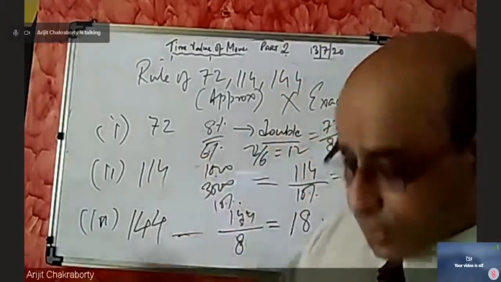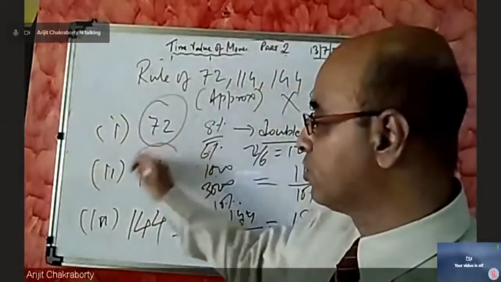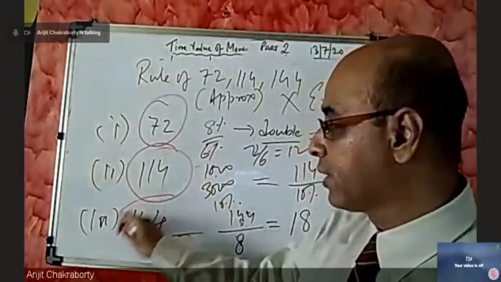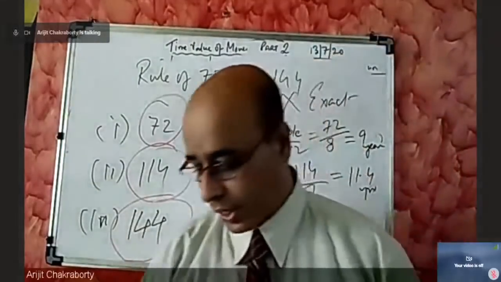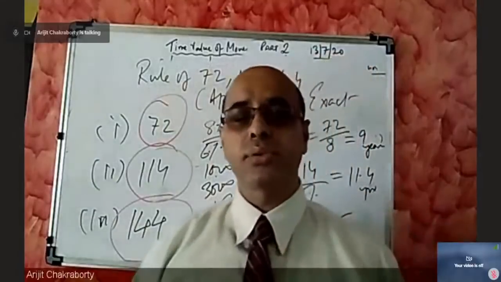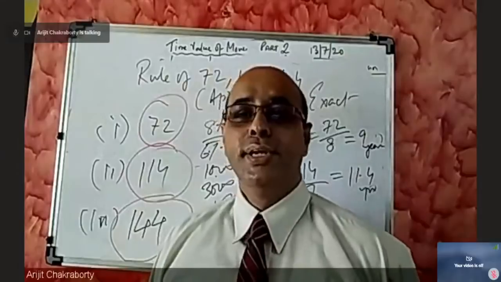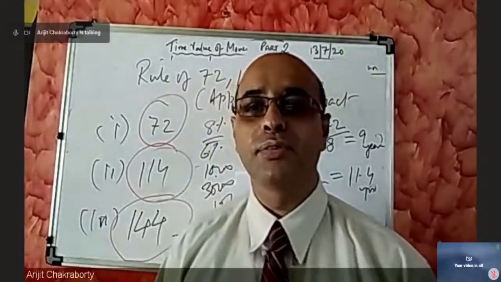So rule of 72, please remember. Lot of shortcuts I'm discussing. Rule of 72, rule of 114 and rule of 144. Okay. And please also note a small quiz question. Who discovered the rule of 72? Any guesses? Anyone knows who discovered the rule of 72?